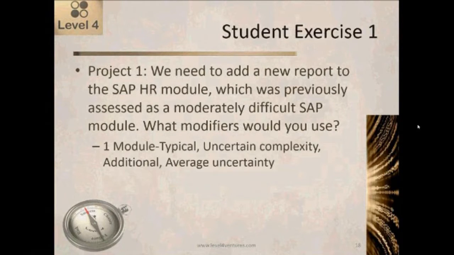Okay. So what I would probably pick would be one module typical. So that's our quantity 1, and then module typical. And then uncertain complexity, because we really don't know, and we can't really rely on statistical averaging at this point in time. And it's an additional report because from a user perspective, it's new, but I'm making a reasonable guess that it's going to be pulling from existing tables and so on. And then an average amount of uncertainty, because I'm capturing the uncertainty by picking uncertain complexity.